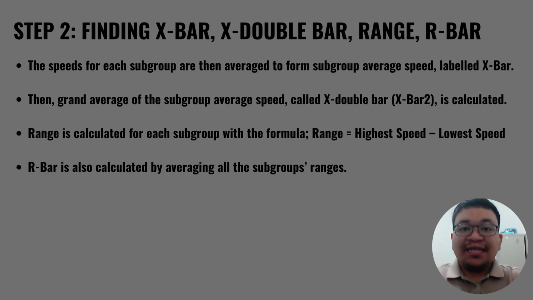Step 2 is to find the values of the x bar, the x double bar, the range, and the R bar. How we do this is that the speeds for each subgroup are averaged to form the subgroup average speed, labeled the x bar. Then the grand average of the subgroup average speeds, called the x double bar, or in the table it's labeled as the x bar 2, is calculated. Then the range is calculated for each subgroup with the formula: range is equal to the highest speed minus the lowest speed of each subgroup. And then the R bar is calculated by averaging all the subgroup ranges.